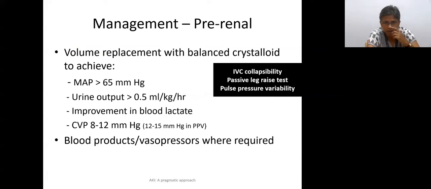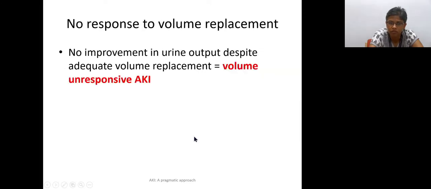So pre-renal AKIs are best managed with simple volume replacement, and these are tests that all of you are familiar with: IVC collapsibility, the PLR, and pulse pressure variability, which can tell you that a patient is volume depleted. And these are the endpoints all of you are aware of. You need a good enough MAP. If you're replacing volume adequately, your urine output should improve. You should begin to see an improvement in the blood lactate and a rise in CVP. Where required, please give blood products and vasopressors.